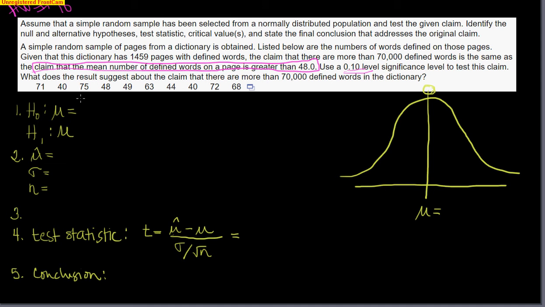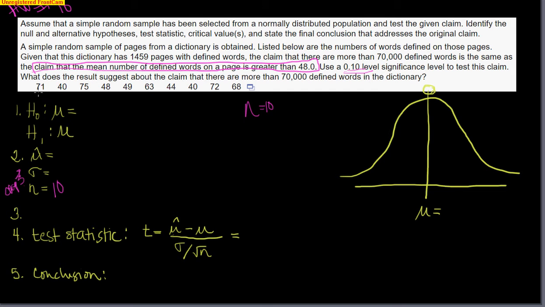Now, instead of giving us the sample mean and standard deviation, we're actually given the number of words on 1, 2, 3, 4, 5, 6, 7, 8, 9, 10 different pages in a dictionary. So n equals 10, and we now need to write that down here, n equals 10. We're going to need to find the mean and standard deviation ourselves. So this is a little review of chapter 3, which is great review for the project that's coming up.